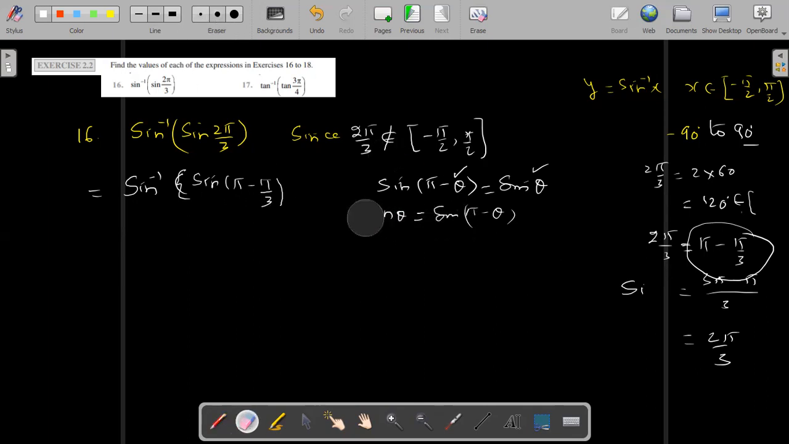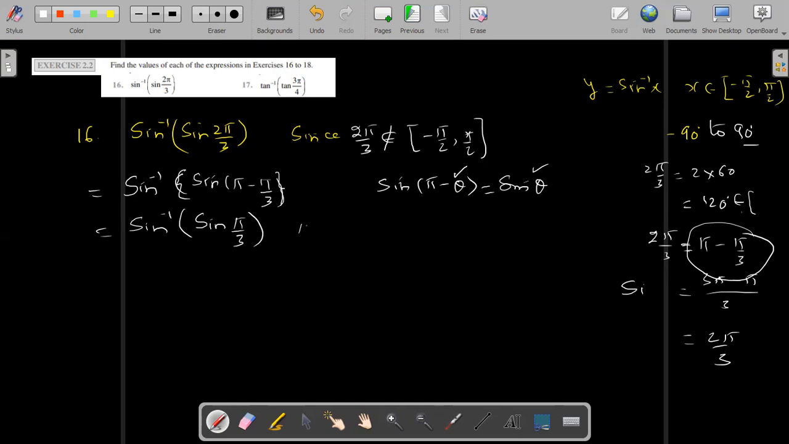Now use this formula in the same order: sine of 180 minus theta is equal to sine theta. By using this 180 formula, we can reduce the sine inside the range of pi by 3. Now you can check that pi by 3 belongs to the range minus pi by 2 to pi by 2. Therefore, sine and sine inverse can be omitted and we get pi by 3 as the answer.